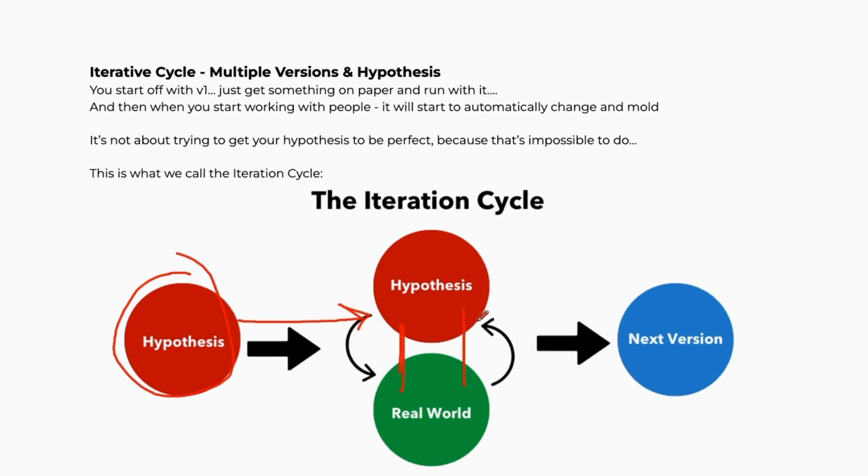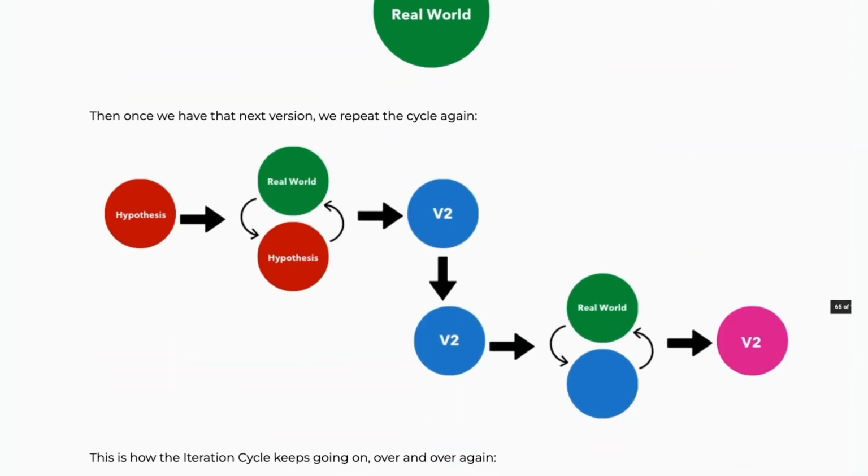And then the combination of the hypothesis and the real world data is going to create the next version of what you're putting together, right? And so that cycle just repeats. Then that becomes version 2. Version 2 then meets real world data again, and then it becomes version 3, right? So that's supposed to say version 3 on there.